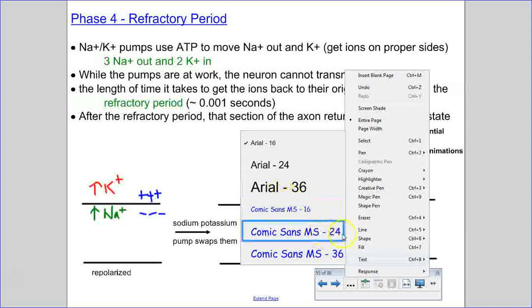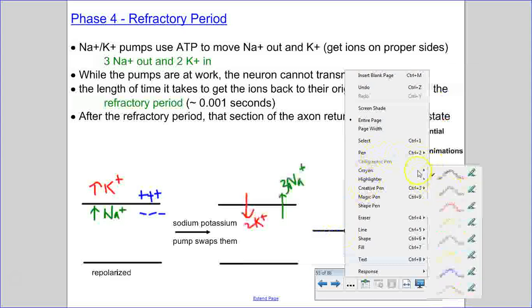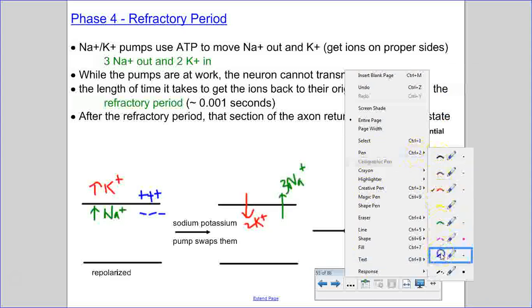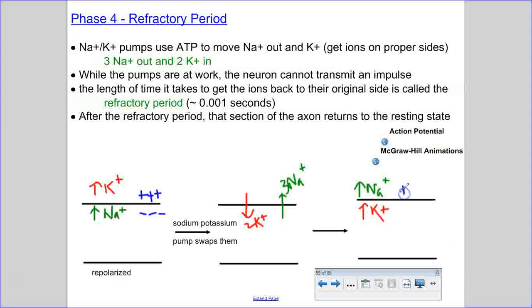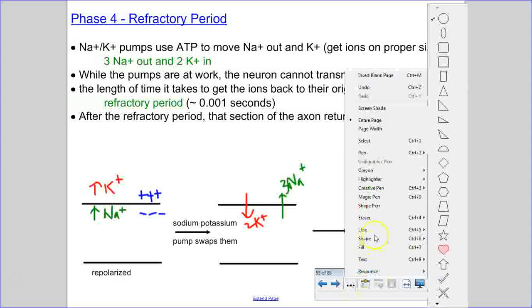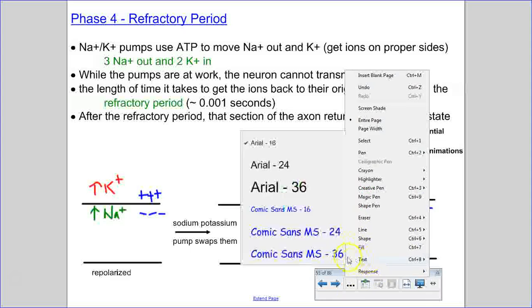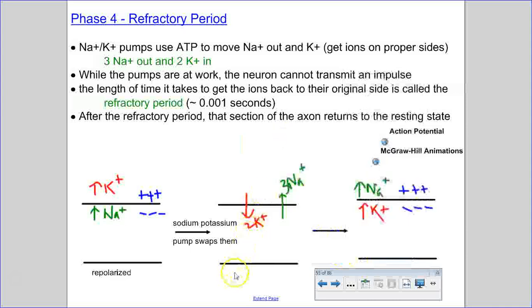And we get the charges back to the proper levels. Okay, still positive on the outside because we'd already dealt with repolarizing it. Okay, but now it's to the proper level. So we say this period is known as the refractory period. And we get it back to its resting state.